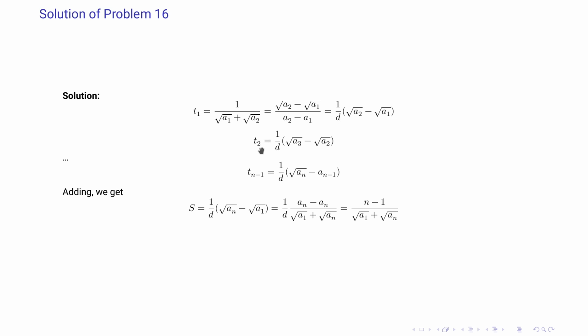You proceed similarly for the second, third, and up to n minus 1 terms. T2 will be 1 by d multiplied with square root of a3 minus square root of a2. And T n minus 1 would be 1 by d square root of an minus square root of a n minus 1. There should be a square root over here. So now we add all this. The square root of a2, a3 and up to a n minus 1 will get cancelled. So we have s is equal to 1 by d square root of an minus square root of a1. So we multiply this with square root of a1 plus square root of an. We get it as 1 by d an minus a1 divided by square root of a1 plus square root of an. Now an minus a1 would be n minus 1 into d. D gets cancelled and the result is what we need.